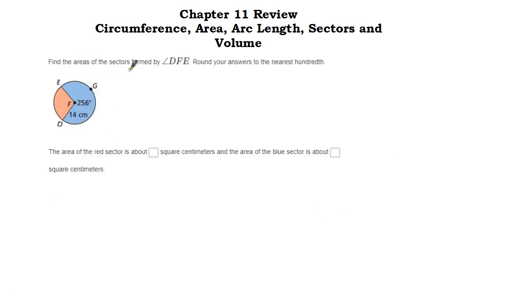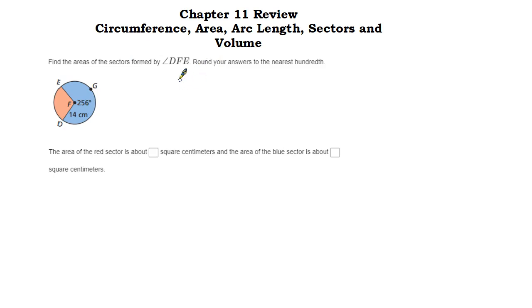Okay, find the area of the sectors formed by DFE, and it looks like they want us to find the area of the red sector and the blue sector. To save time, I'm simply going to find the area of one of those two, and I'll let you work on the other one yourself. One thing you can do is find the area of the entire circle and subtract whatever I get to find the other side, and then try the other side using the same technique I'm using and see if it matches. Anyways, let's go and find one of these two. I guess I'll just find the blue one since they tell me it's 256 degrees.